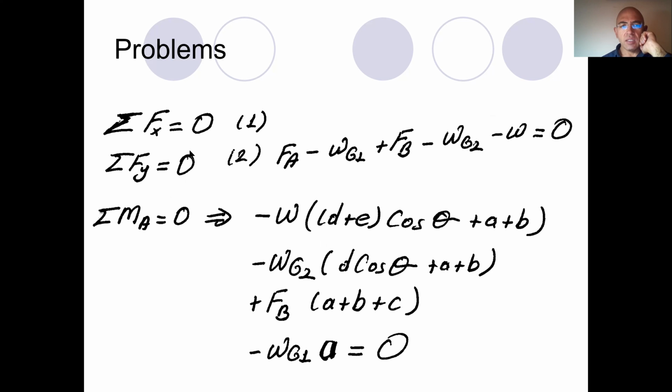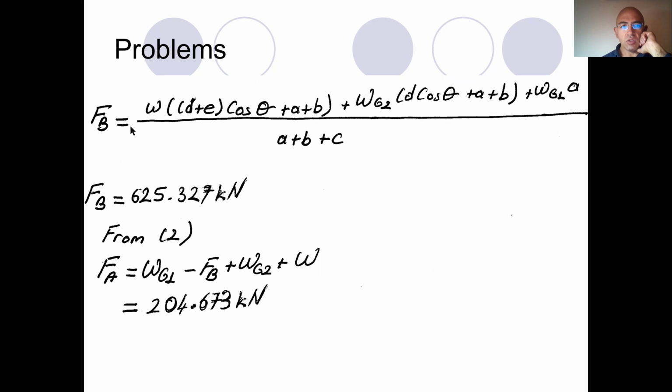Now from here, I can easily calculate FB because the only unknown is FB. So the expression for FB is W multiplied by D plus E multiplied by cosine theta plus A plus B, plus WG2 multiplied by D cosine theta plus A plus B, plus WG1 multiplied by A, and it will be divided by A plus B plus C. From here, I can calculate FB.